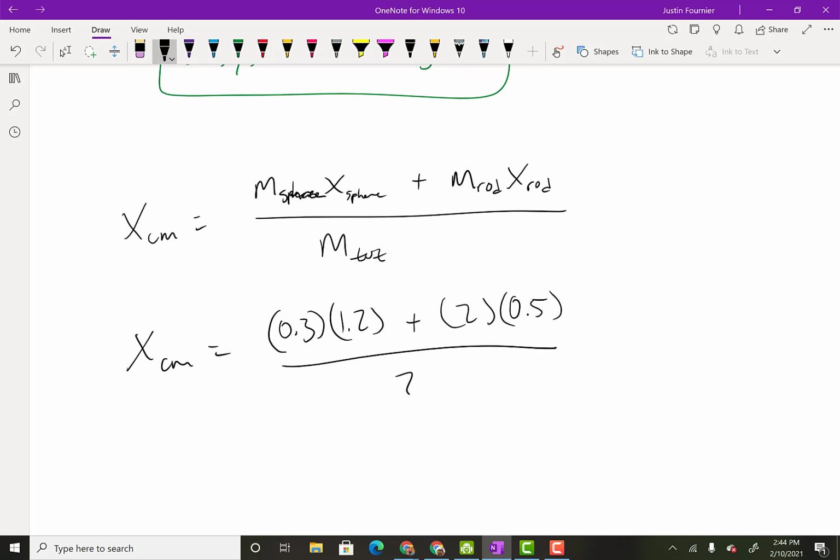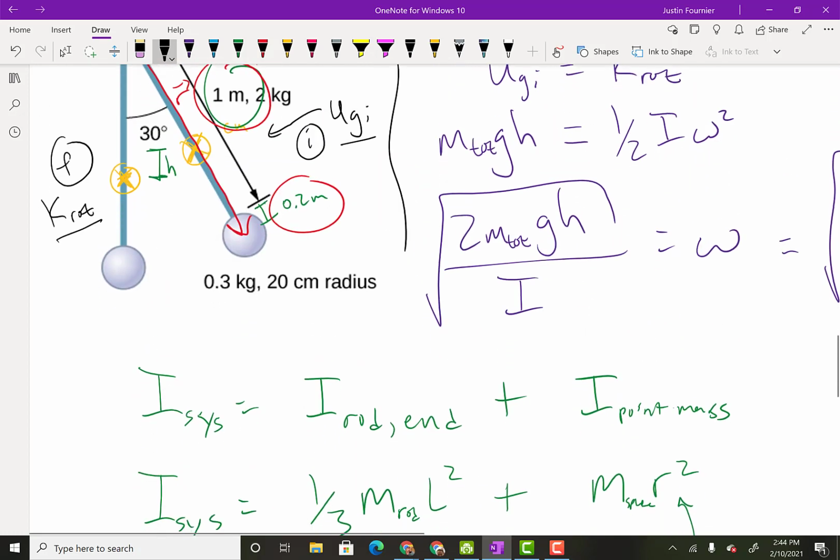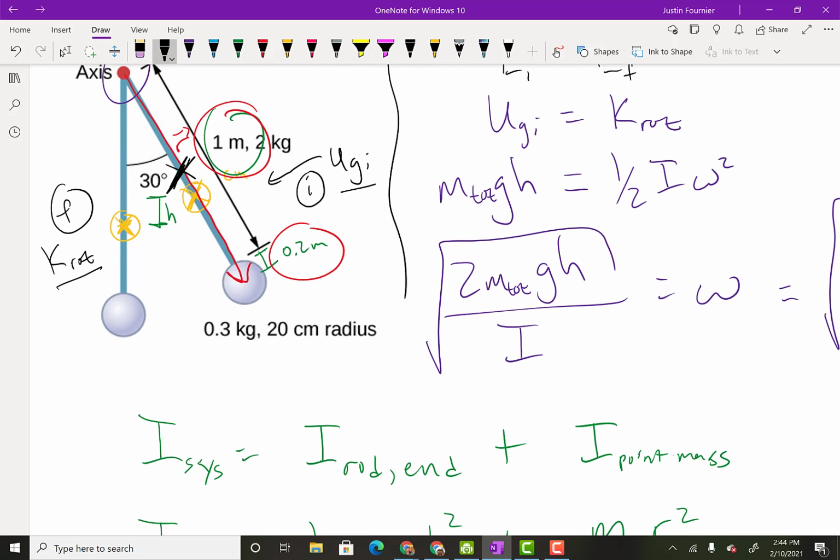Divided by the total mass is 2.3. So the position of the center of mass is 1.2 times 0.3 plus 2 times 0.5, which is just 1. So 1.36 divided by 2.3 is 0.59 meters. And that makes sense because it's not half a meter, right? Half a meter would be the center of mass of the rod itself, but because of this bit of mass, it's shifted a little bit that way.